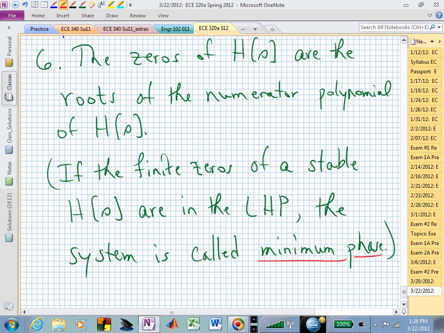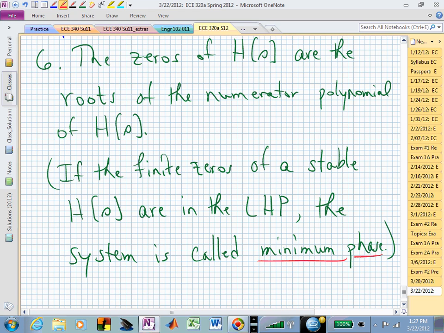And those actually are the systems that we will examine when we're sketching Bode plots. We want to sketch Bode plots for minimum phase systems. That means all of our X's and O's are in the left half plane. That's what that means. Questions on that? Yes?